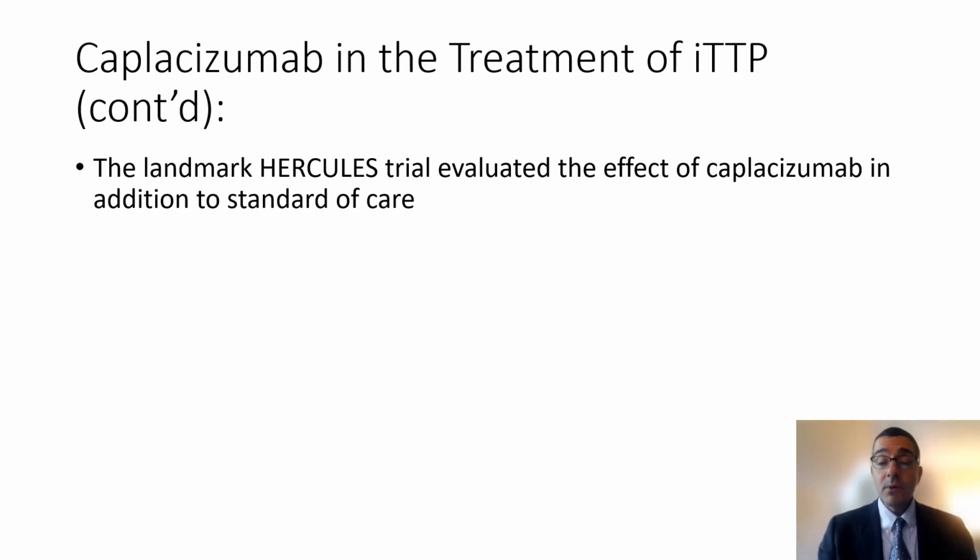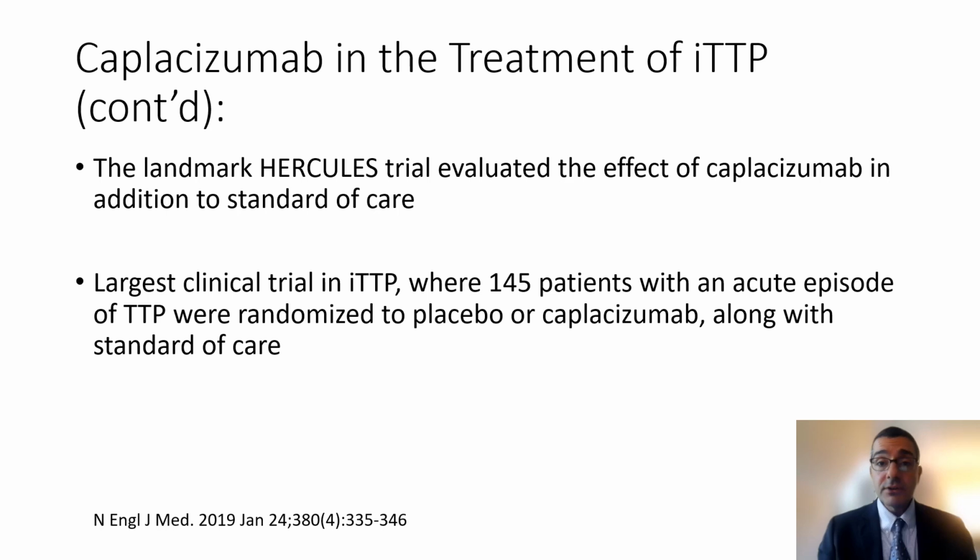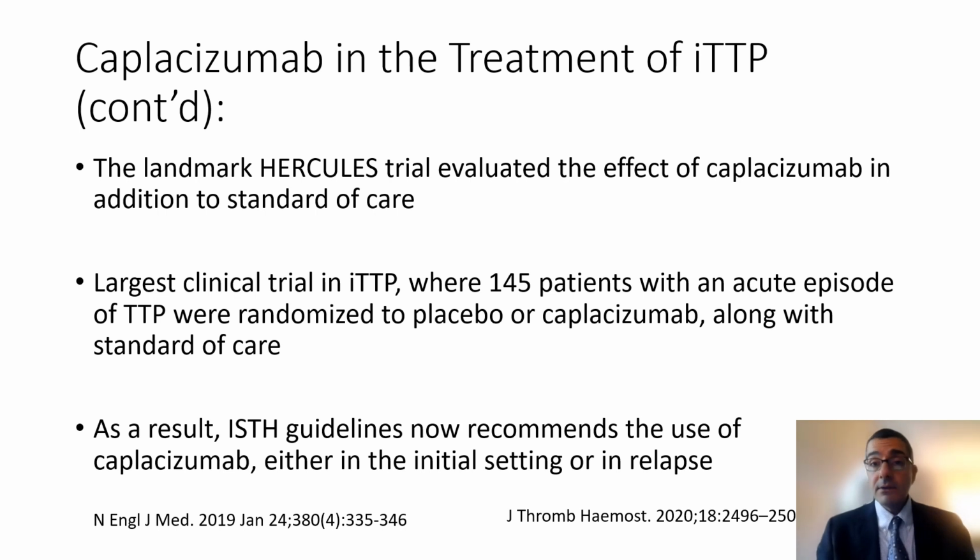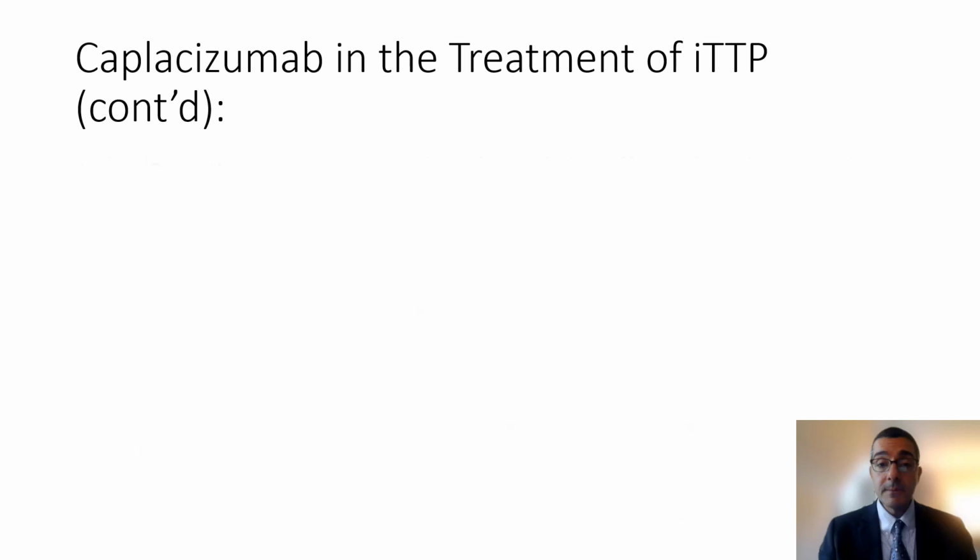And this was the largest clinical trial in immune TTP. 145 patients in over 20 centers around the world, where patients either were treated with plasma exchange, steroids, or rituximab, or they were treated that way and they also got caplacizumab. And the results were so effective that the International Society of Thrombosis and Hemostasis now recommends using caplacizumab either upfront or in patients with a relapse.